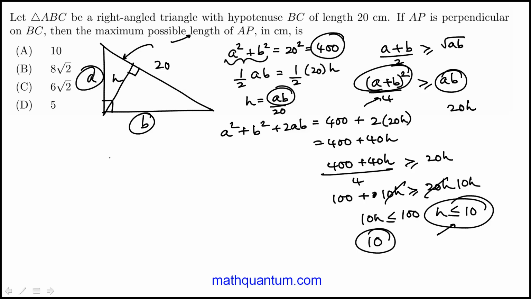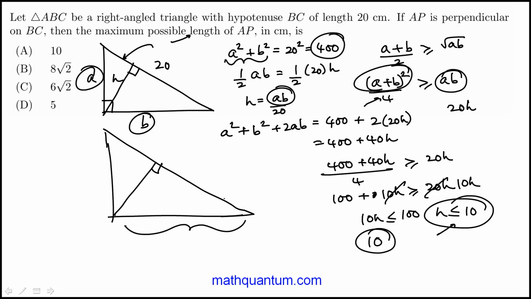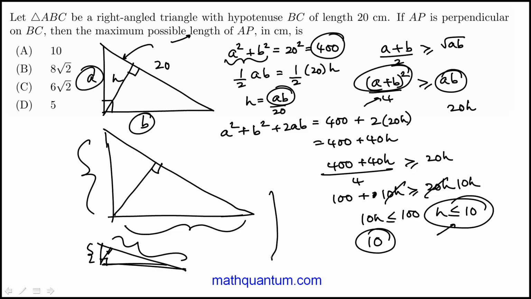Now you can of course also argue that the maximum possible length would happen when these two sides are equal, because in other cases here, if this is 20 centimeter and this is small, you'll get a lower value of the altitude. And same thing if you were to make the right triangle like this. This stays at 20 centimeter. So maximum happens when both the sides are equal.